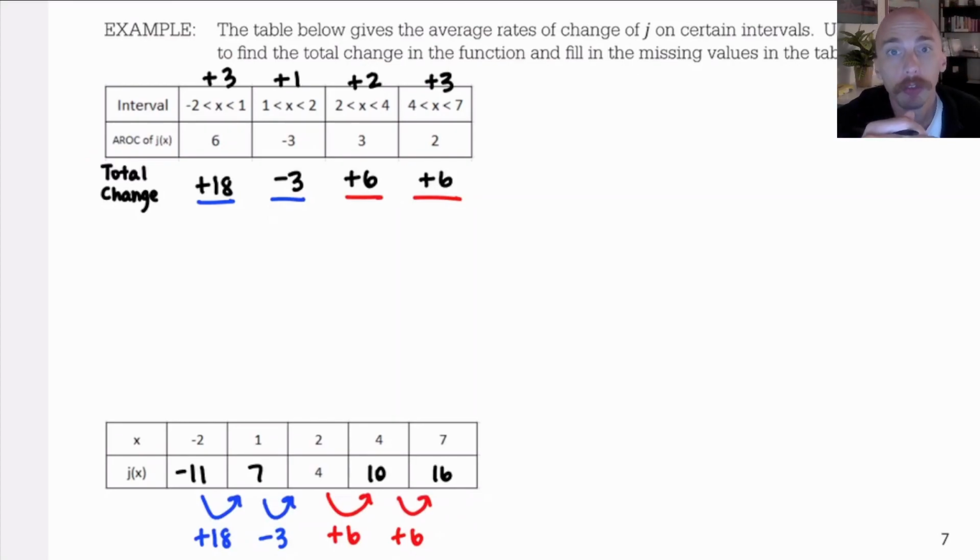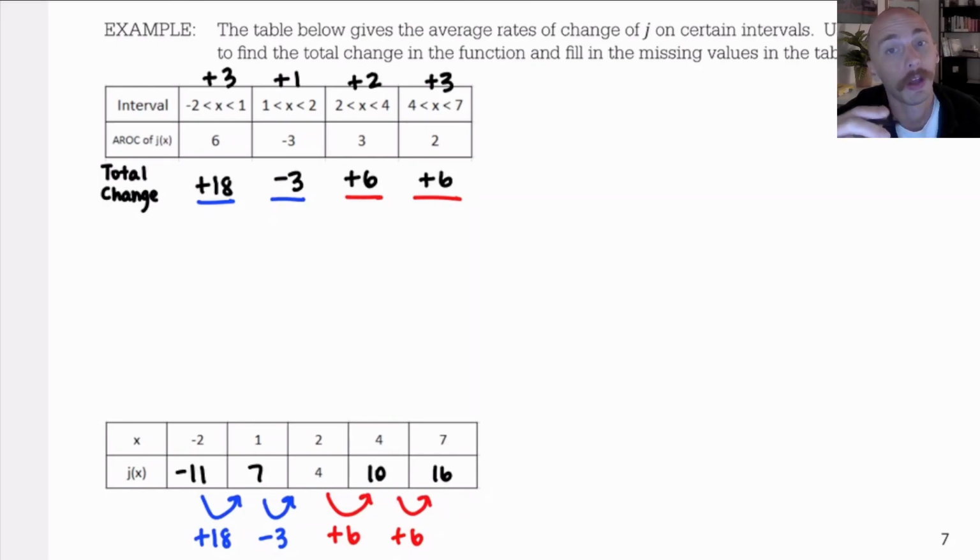I got a total change row by multiplying the average rate of change by the widths of the intervals they represented. And I definitely started with the red ones because those are easier. Went forward, listing out the total change on the appropriate interval. But then I did the same thing backwards with the blue numbers, and I let those total changes guide me to what the number needed to be.